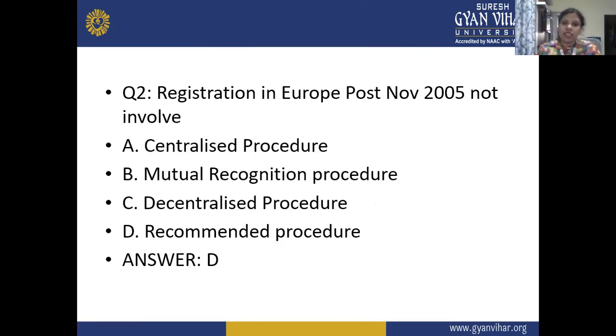Next is: registration in Europe post November 2005 does not include which of these: centralized procedure, mutual recognition procedure, decentralized procedure, and recommended procedure. So D is the right answer. Registration in Europe post November 2005 does not include the recommended procedure. We have discussed a lot about the centralized procedure, the mutual recognition procedure, and the decentralized procedure, so I think this question is very clear.